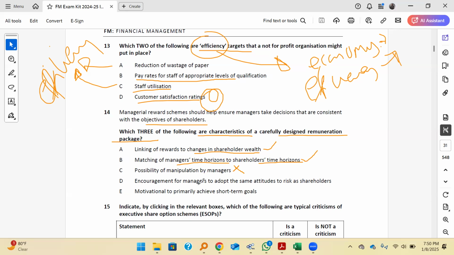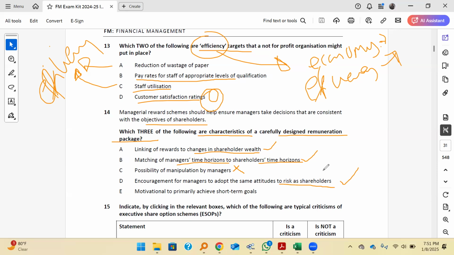Then, of course, encouraging managers to adopt the same attitudes to risk as the shareholders. This is also a good thing. As we shall see, risk appetite can be high or low, which you can say we are risk averse, risk seeking, or risk neutral. You don't want to have directors who have a higher risk appetite than the shareholders because they'll be investing in things that shareholders do not like because they are more risky.